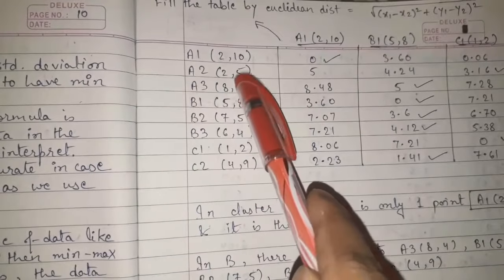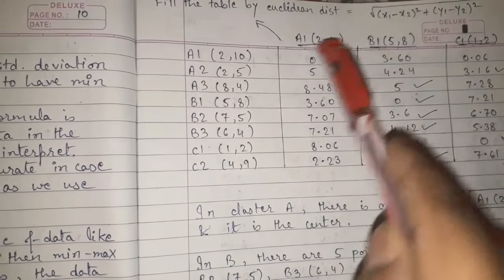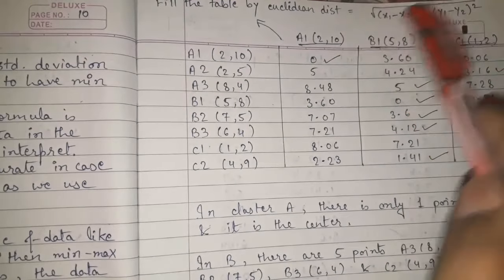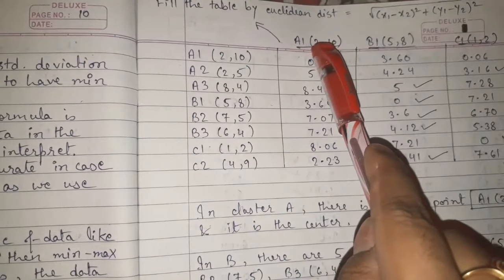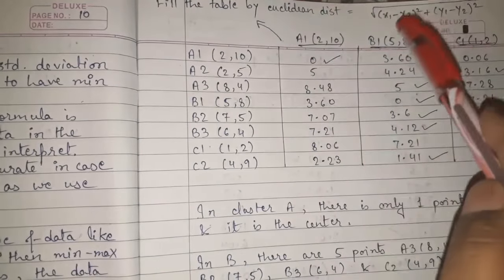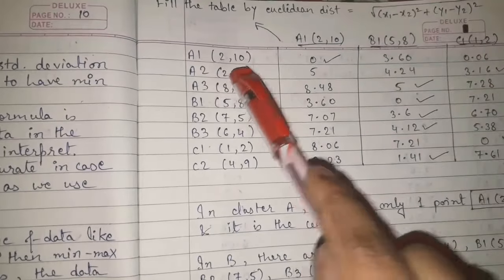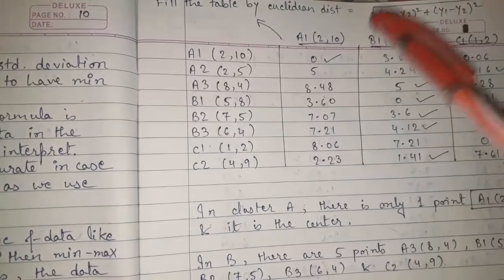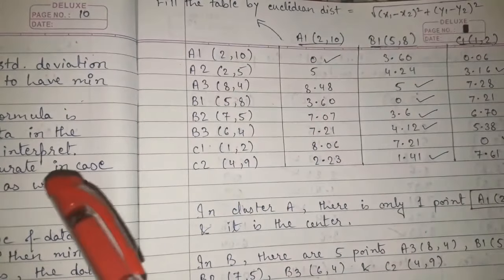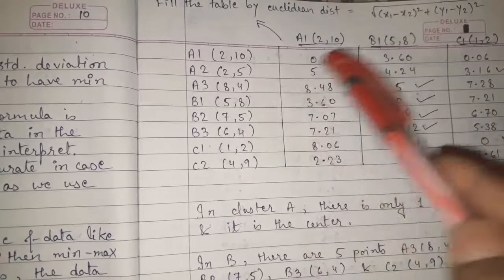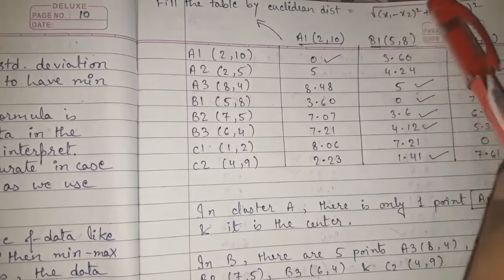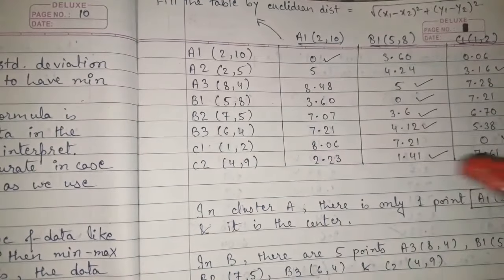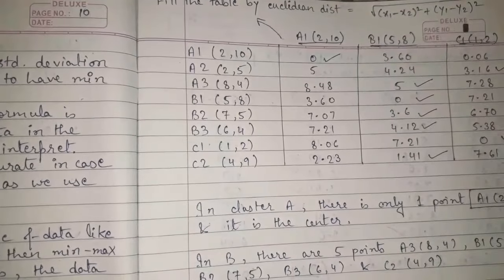For example, if we want to find the distance between A2 and A1, how can we find it using this formula? Square root of (2 minus 2) whole square plus (5 minus 10) whole square. So that will become square root of 0 plus 25, that is equal to square root of 25, that is equal to 5. So simply what you need to do is replace x1, x2, y1, y2 in this formula with your given data points, and you will get all the distances here. In this way we will fill the table.